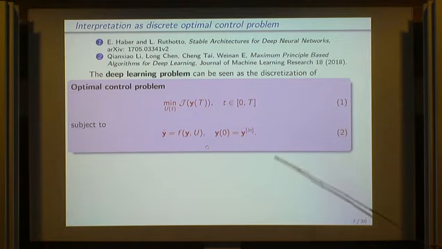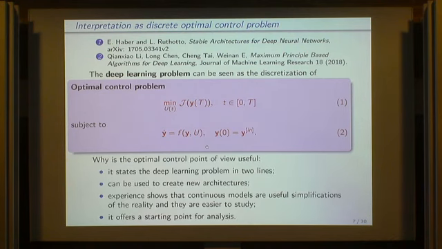Okay, so this point of view is useful. Why is this useful? Well, it states the optimal control problem in the deep learning problem in 2 lines. It's a very simple formulation. It is a way to create new architectures: we're discretizing this, and we can create a new neural network. And it's a good point of departure for analyzing the problems, because experience shows that continuous models are useful to analyze things.